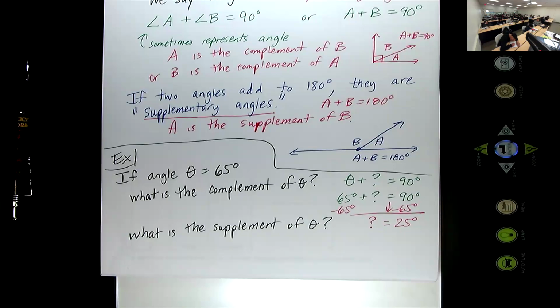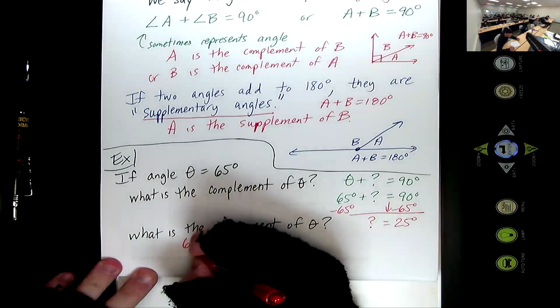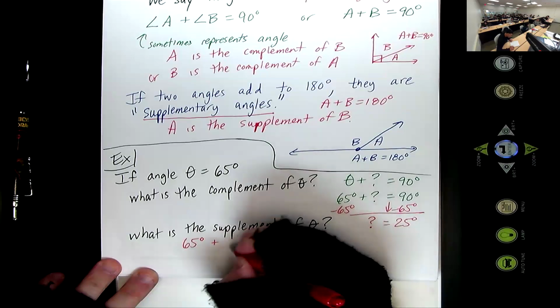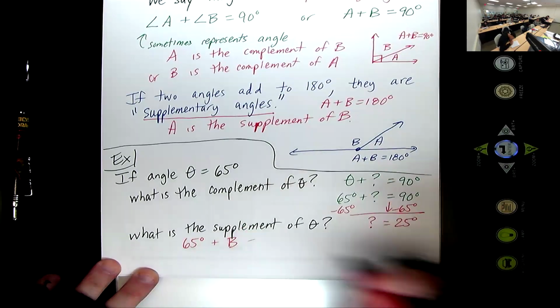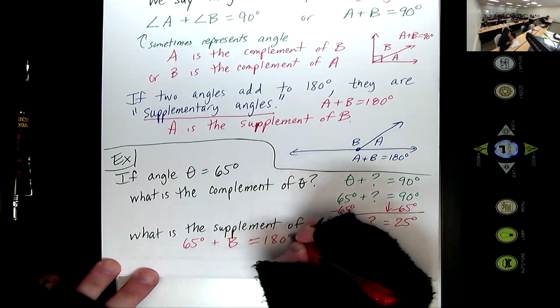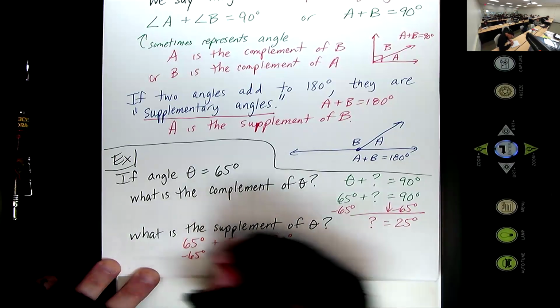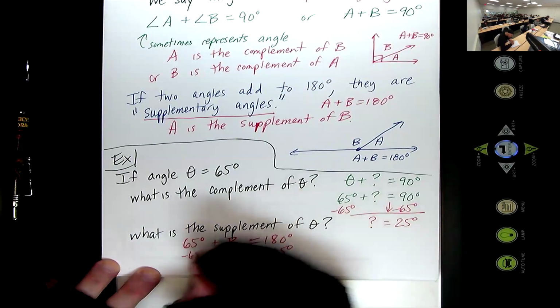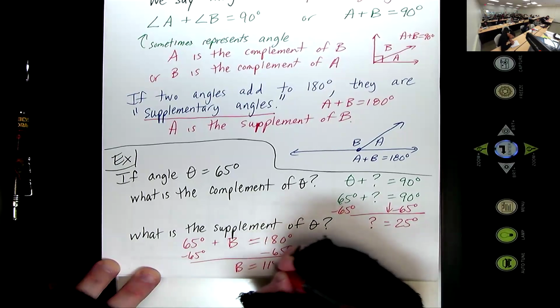What about the supplement? Someone help me with this. 115. 115? Okay, how do you get that? Subtract 65. So I'm gonna call it letter B instead of question mark here. And you subtracted 65 and got B equals 115 degrees.